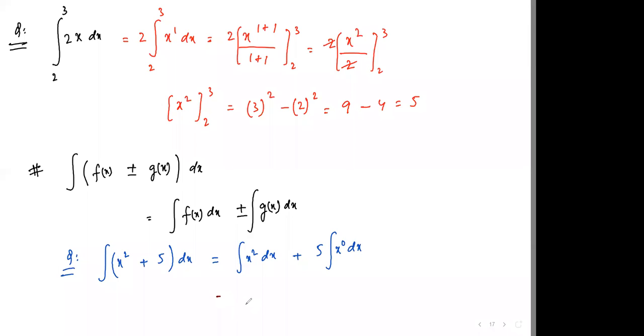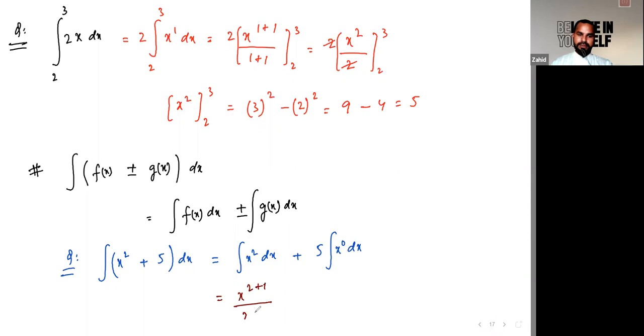Yes, sir. Now, if you apply the formula, you get x raised to 2 plus 1 divided by 2 plus 1, plus 5 times x raised to 0 plus 1 divided by 0 plus 1. So on solving, you will get x cubed divided by 3 plus 5 times x as your answer. Just write it down.